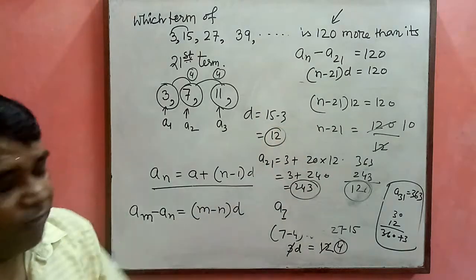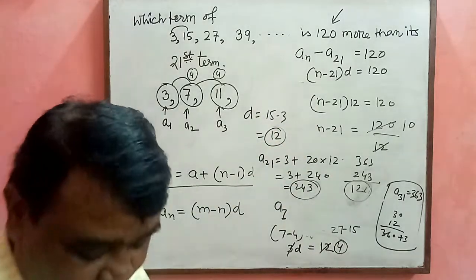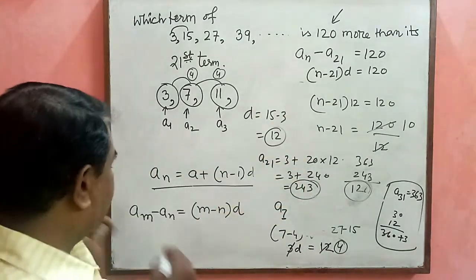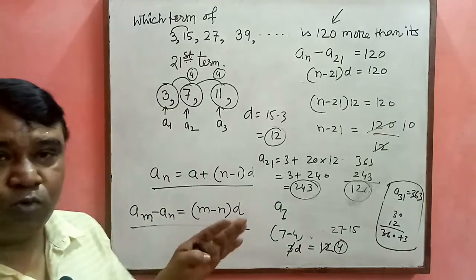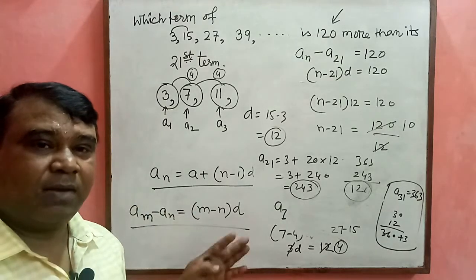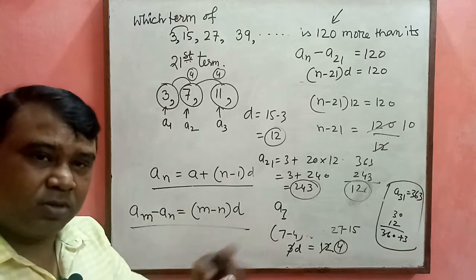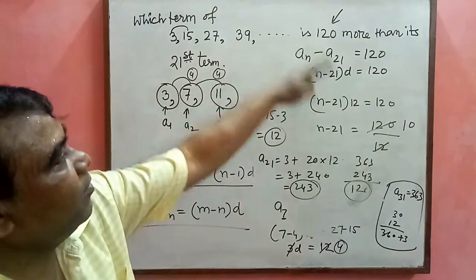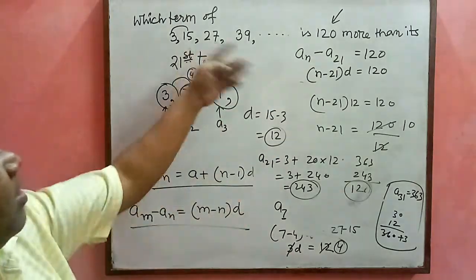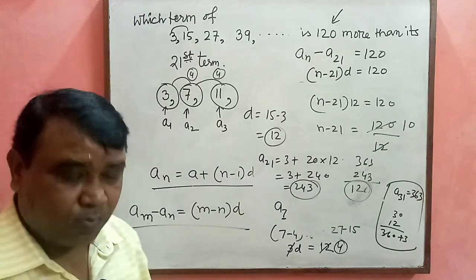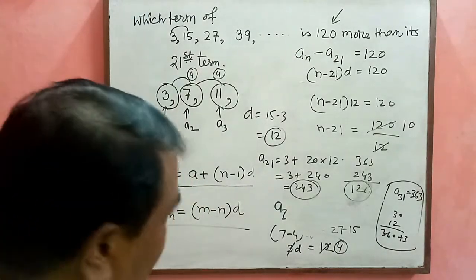We can easily find this with the help of this identity, that is, the difference between two terms is the difference of the term numbers into D. This way we can solve this type of problem easily, whether any term is more or less than any number of terms.